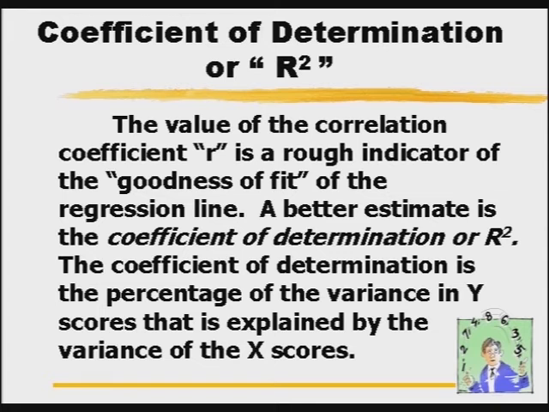So it's R squared. So the coefficient of determination then, what is it interpreted as? Well, it is the percentage of the variance in the dependent measure, in all of the y-scores, that is explained by the variance of the x-scores.